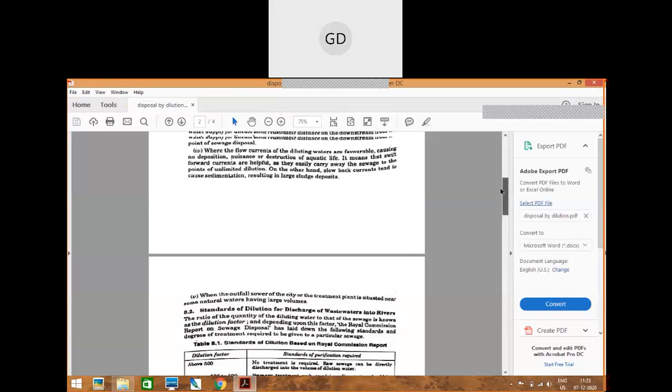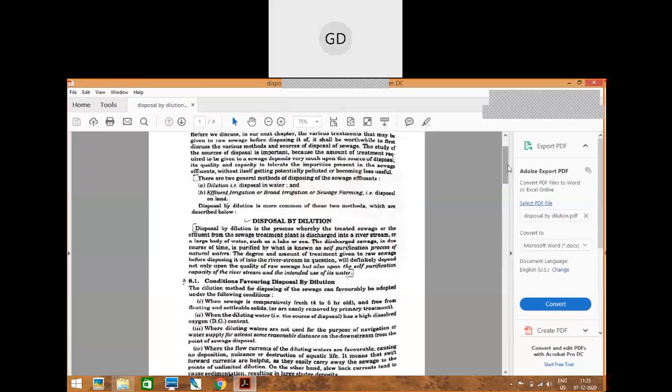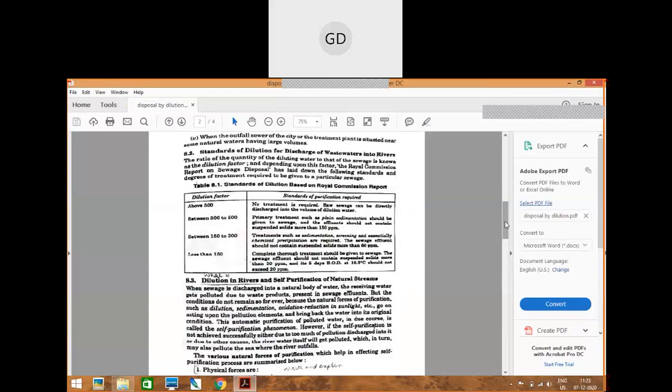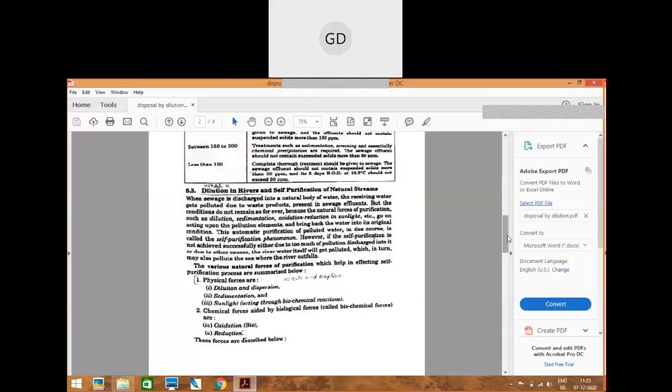Okay, so till now, last class we have studied about the disposal by dilution. What are the conditions that are favoring disposal by dilution? Then again, we have learned about the dilution factor, and also about a term known as the self-purification phenomenon.